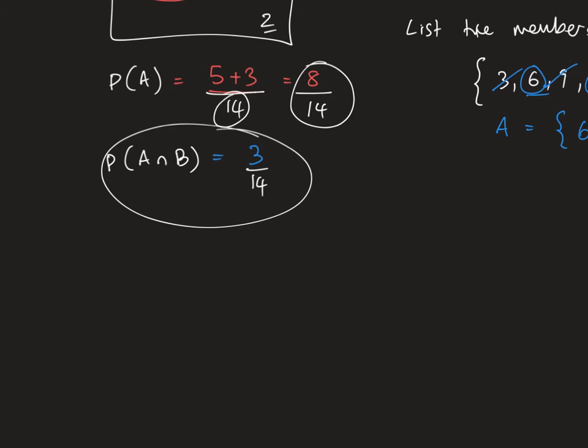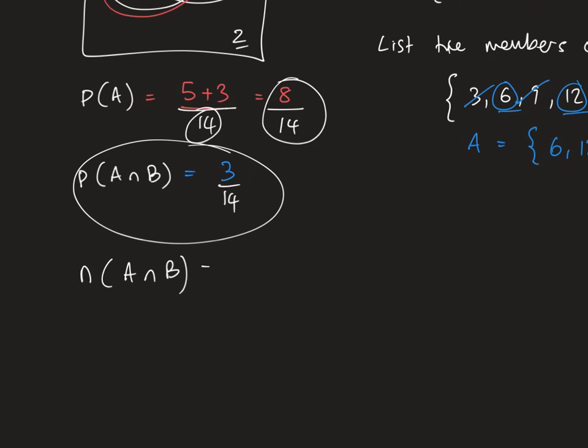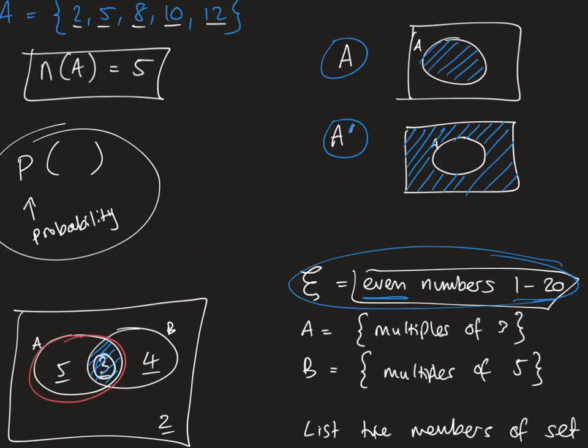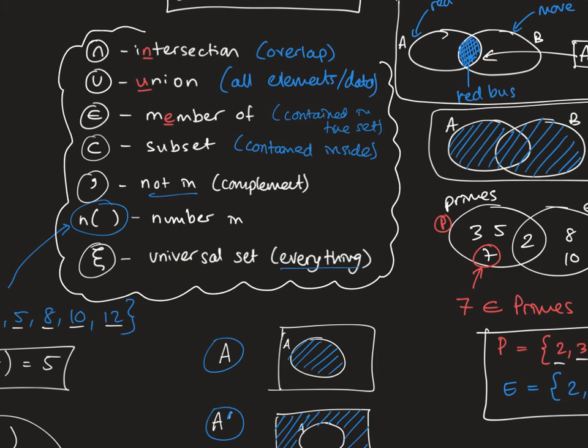So if I was asked for the number of elements of A intersection B, that would just be how many are there in the overlap, and the answer there would be 3. So we've looked at the notation, okay, these little symbols. Now, once you get your head round using these, the questions can then become a lot more straightforward. But of course, let's look at some tougher questions.